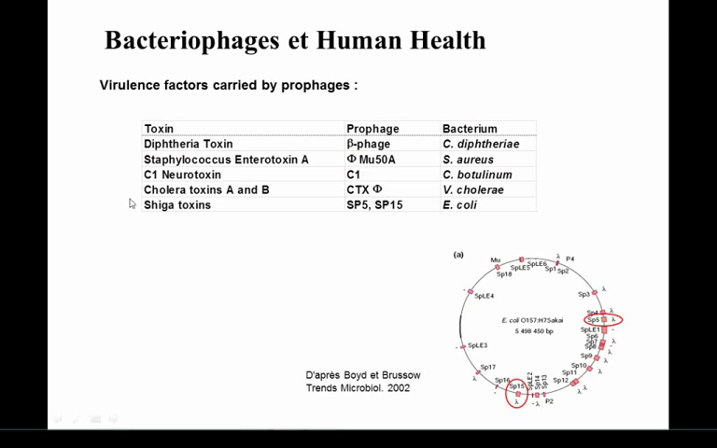So for example, in enterohemorrhagic E. coli, the Shiga toxins are coded on two integrated prophage, SP5 and SP15. And you can see that on this E. coli genome, there's quite a lot of lambda-like prophages that have been integrated into the chromosome here.